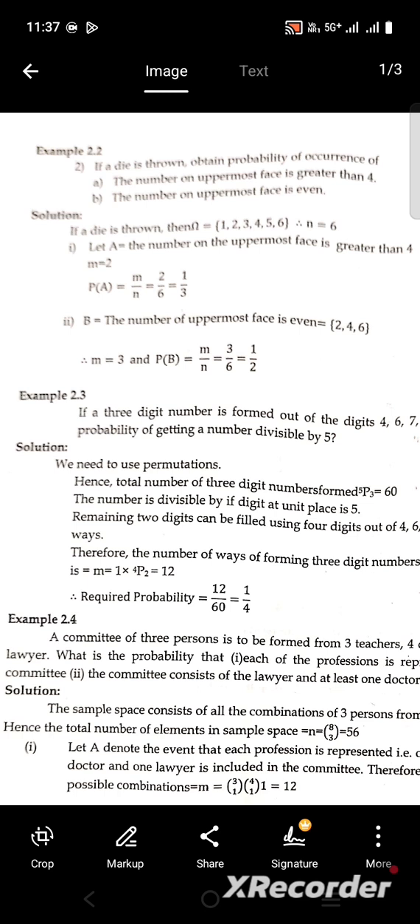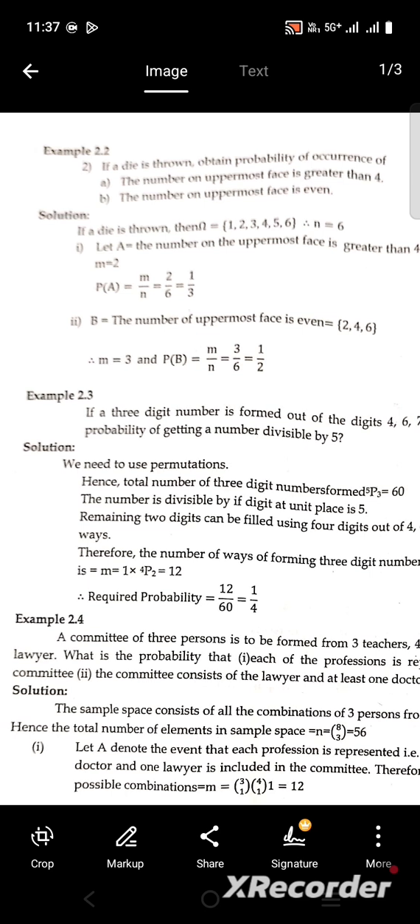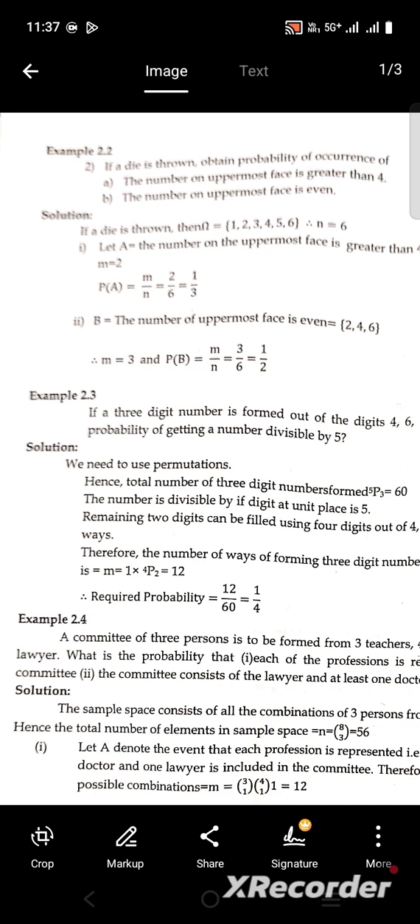Second, b, we find the probability that the number on the uppermost face is even. Let B be the event that the number on the uppermost face is even. The even numbers on the die are 2, 4, 6, so the favorable events are m = 3. The probability of B = m/n, that is the favorable events 3 divided by the total sample space 6, equal to 3/6 = 1/2. So the probability that the uppermost face is greater than 4 is 1/3, and the probability that the number on the uppermost face is even is 1/2.